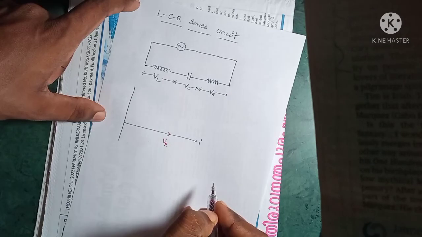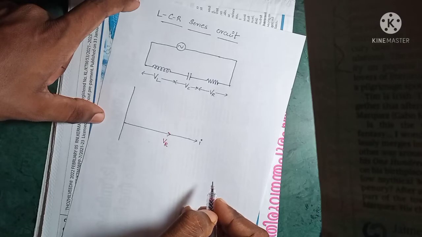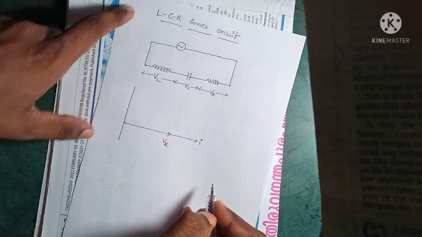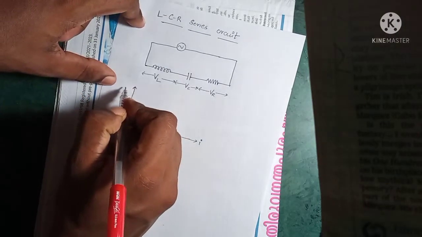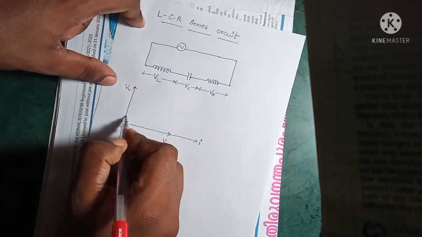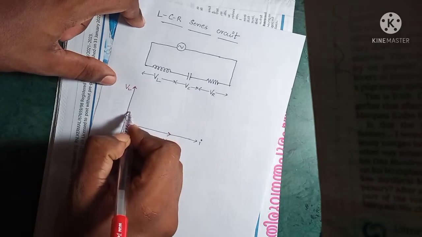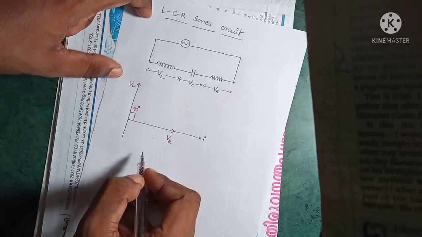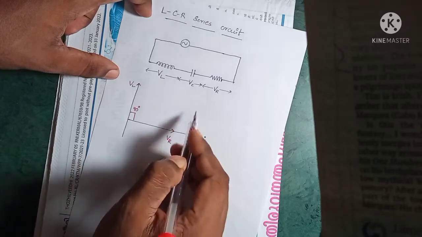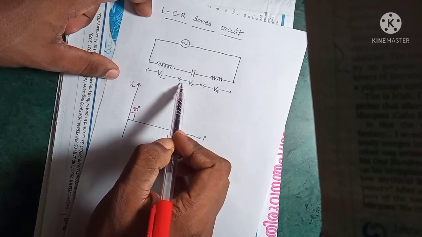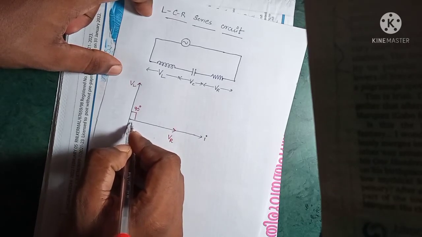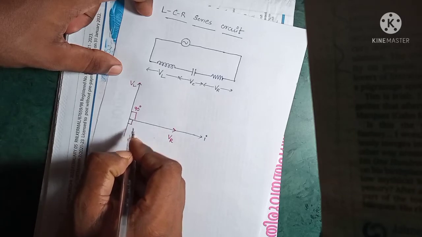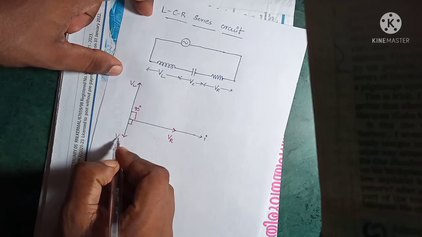And voltage across the inductor VL leads the current by 90 degrees. Now again we had the voltage across the capacitor which lags behind the current by again 90 degrees. So this is the voltage across the capacitor.